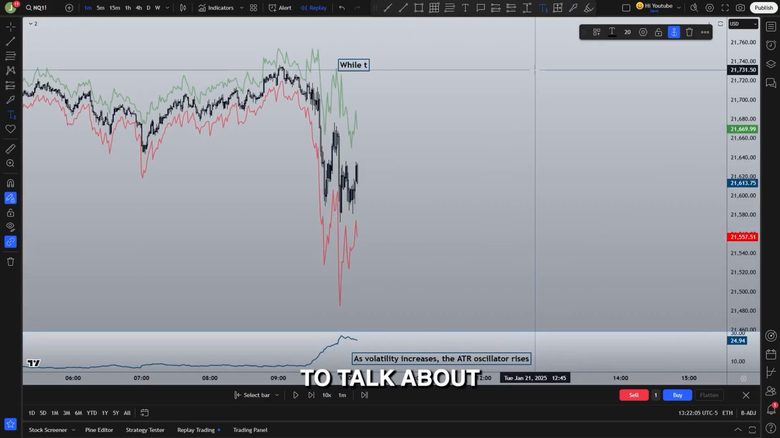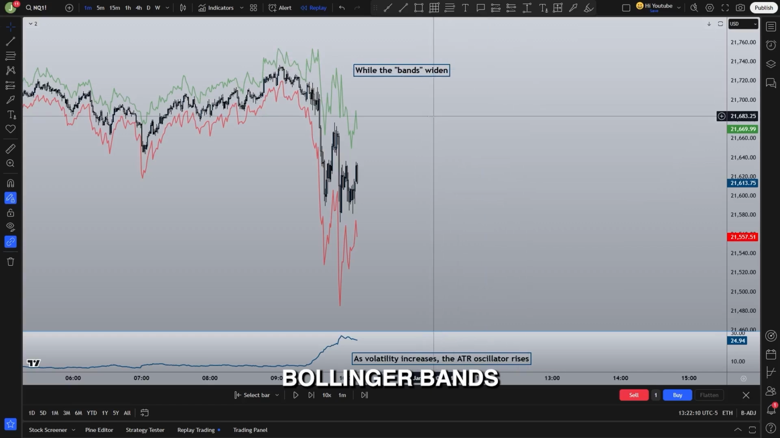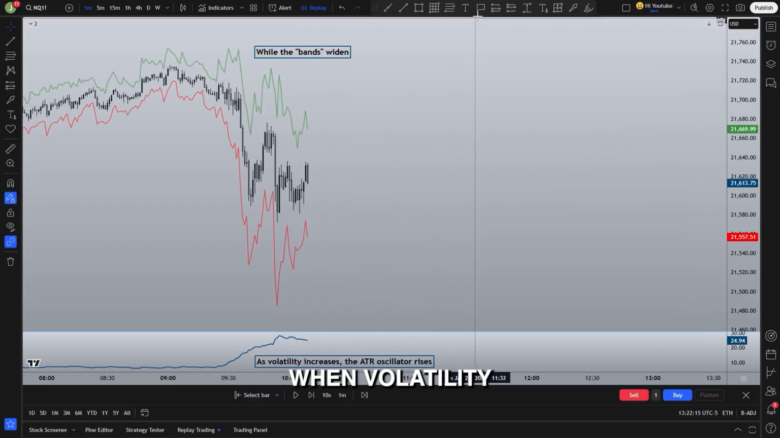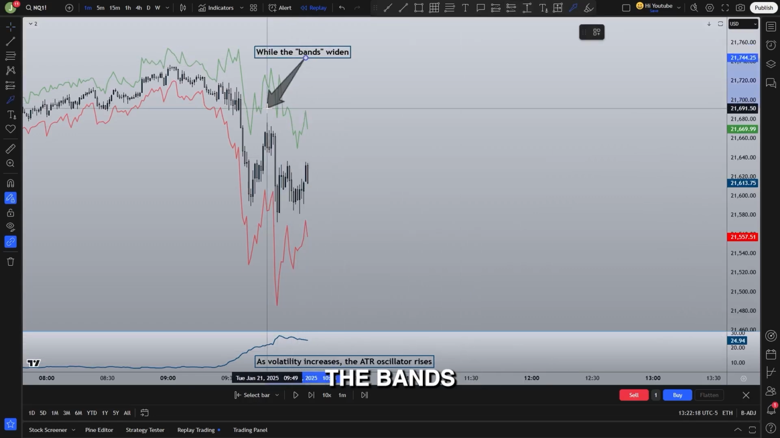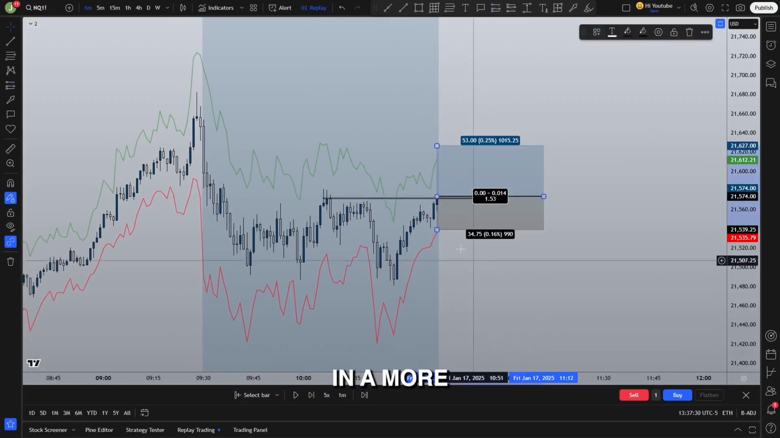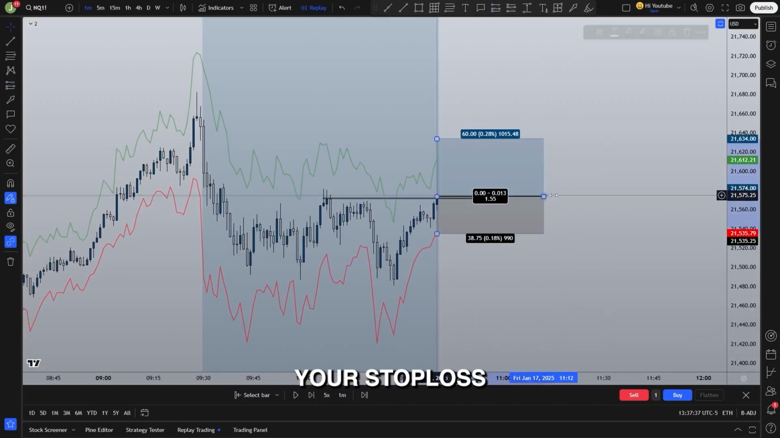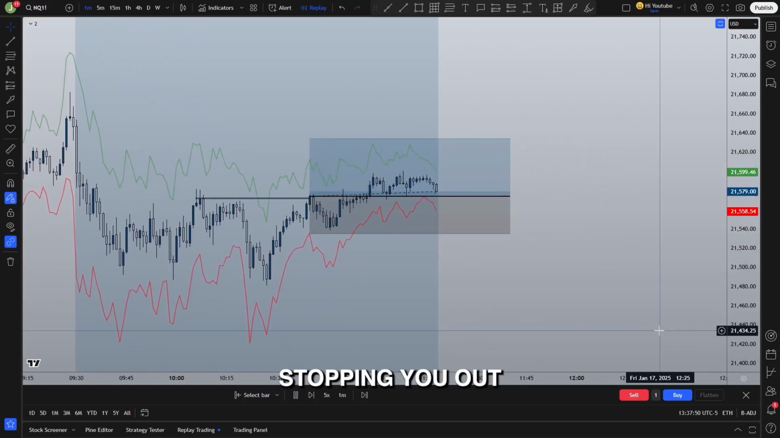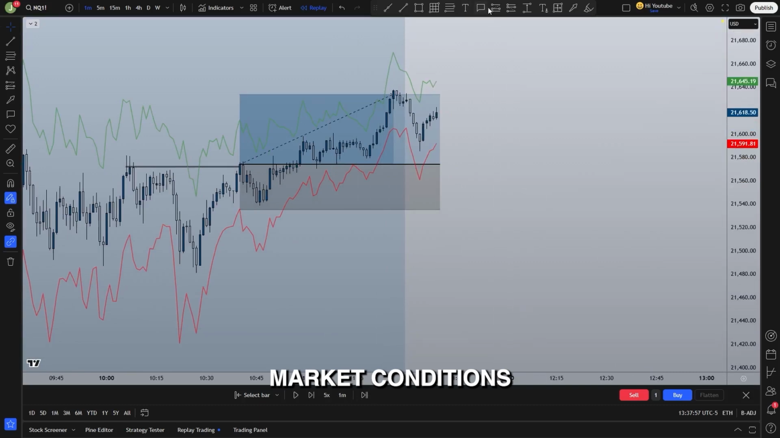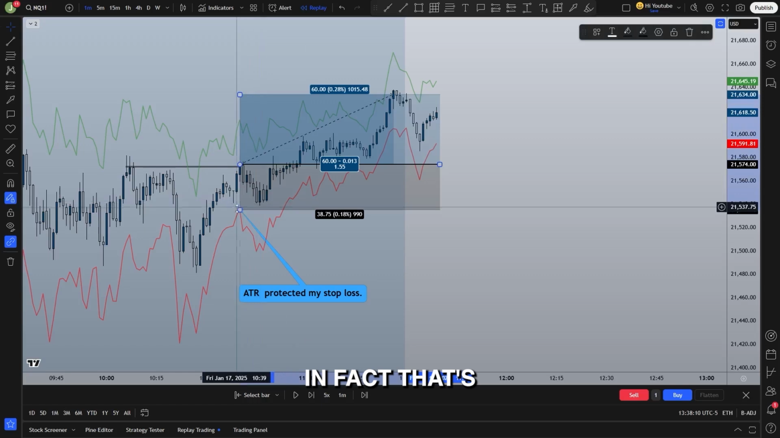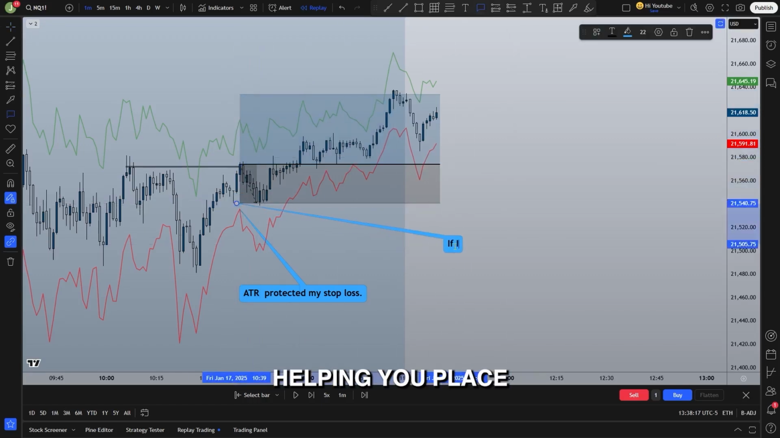The second style I want to talk about is what I would call the bands style ATR. Here, the ATR is displayed kind of like Bollinger Bands that form around price. These bands expand and contract based on market volatility. When volatility is high, the bands widen. When it's low, the bands tighten around the price. In my opinion, this visualization is particularly useful for stop loss placement in a more dynamic way. For instance, you can place your stop loss just outside the ATR band, allowing room for price to move within its average range without prematurely stopping you out. Just as the bands adjust to market conditions, you would adjust the stop loss of any new trades to adapt to changing volatility. In fact, that's where ATR really shines in my opinion, helping you place better stop losses.